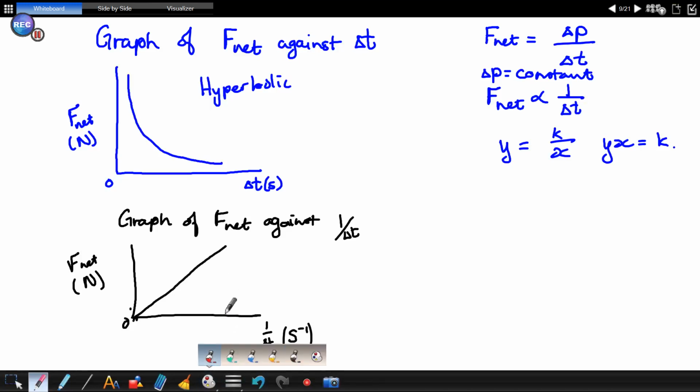What do you mean by the change of the momentum is constant? You see, with a hyperbolic relationship, there will be two variables and one constant. Otherwise, you can't draw a hyperbolic. Then, if you want the relationship between the net force and delta t, you have to keep delta P constant.